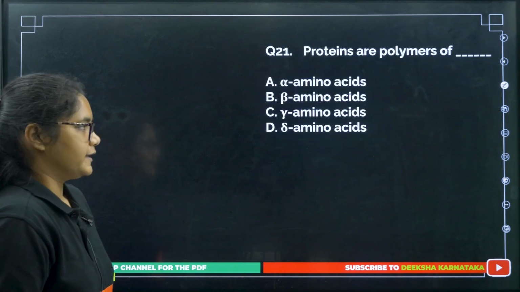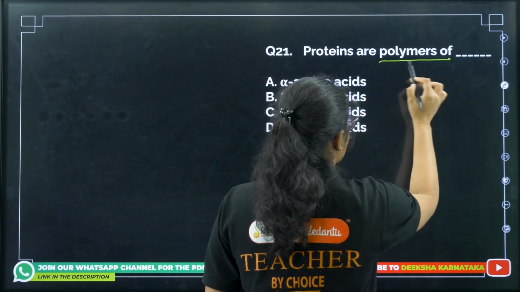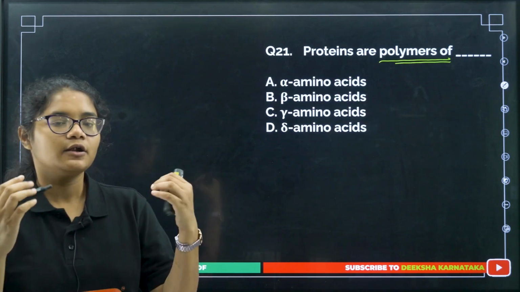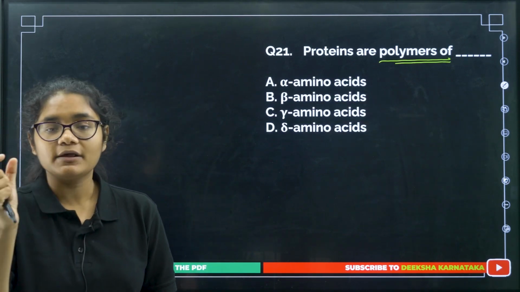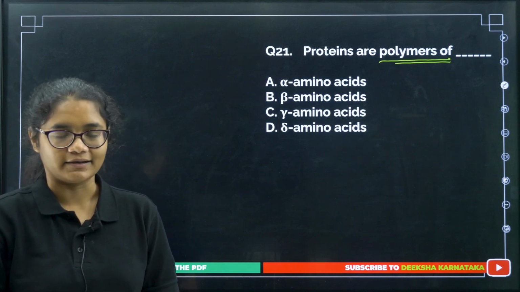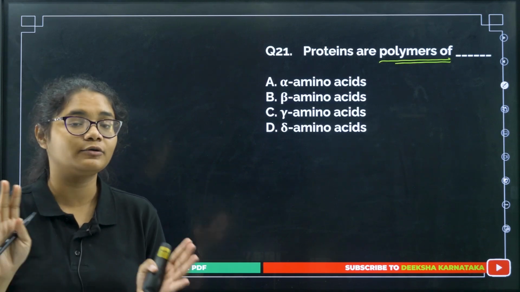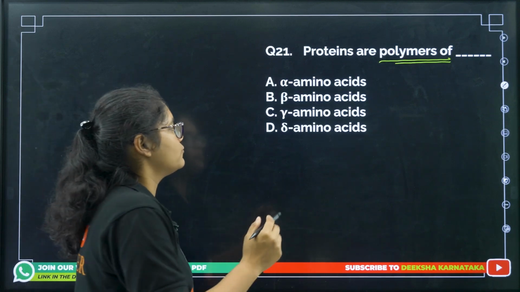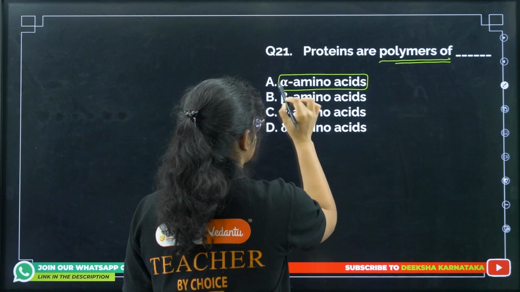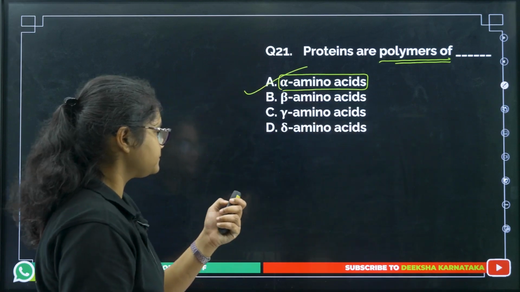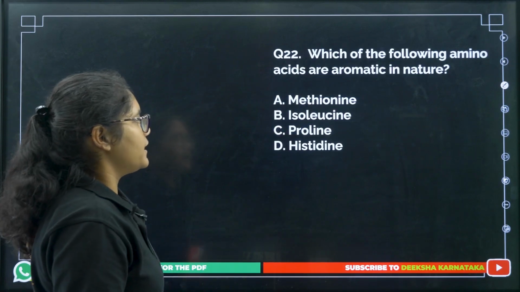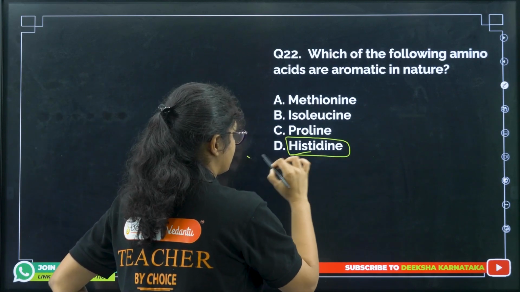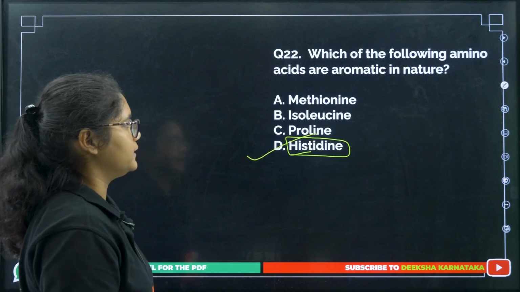Okay. Next, proteins are polymers of. So, you know, many amino acids combine through peptide linkage to form polypeptides. When the number of amino acids is more than 1000 and the molecular mass is around 10,000 units, we call that a protein. So, protein is made up of monomer units of alpha amino acids. Okay, option number A. Next, which of the following amino acids is aromatic in nature? So, histidine, if you know the structure, it is aromatic in nature, that is option number D here.